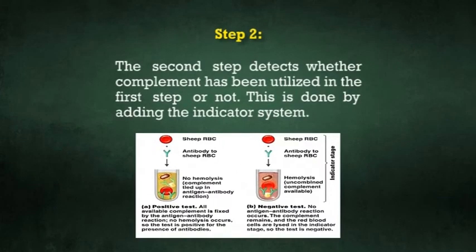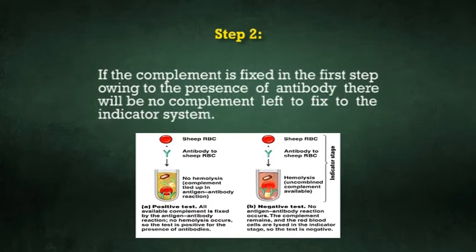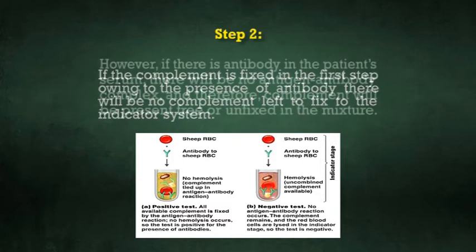The second step detects whether complement has been utilized in the first step or not. This is done by adding the indicator system. If the complement is fixed in the first step owing to the presence of antibody, there will be no complement left to fix to the indicator system.